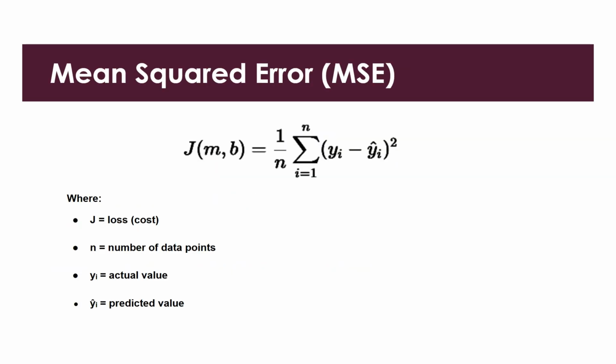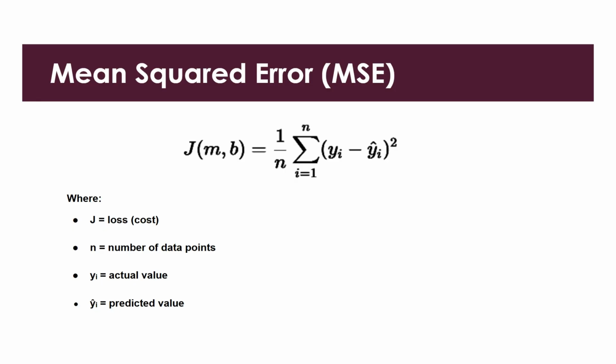Mean squared error. The most commonly used loss function in regression is the mean square error or MSE. First, in MSE, we calculate the difference between the actual value and predicted value. We square the difference to remove the negative sign and to give more importance to bigger errors. We add all the squared errors, and finally we divide by the total number of data points.